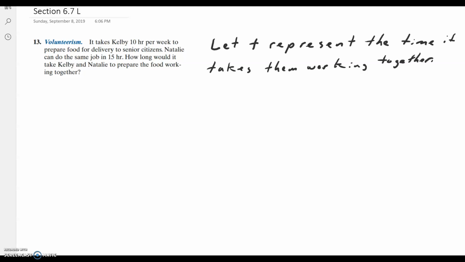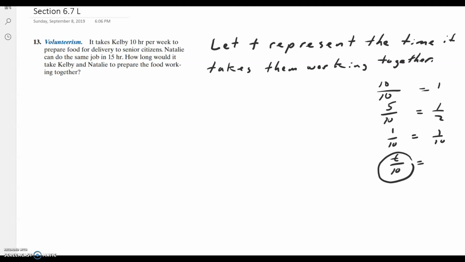So, one key to understanding these problems is to understand what fraction of the job a person can do in so many hours. So, for instance, it takes Kelby 10 hours to prepare the food. So if it takes her 10 hours to prepare the food, in 10 hours, she can do the entire job once. If it takes her 10 hours, in 5 hours, she can do half of the job. If it takes her 10 hours, in 1 hour, she can do 1/10 of the job. If it takes her 10 hours, in T hours, she can do T/10ths of the job.